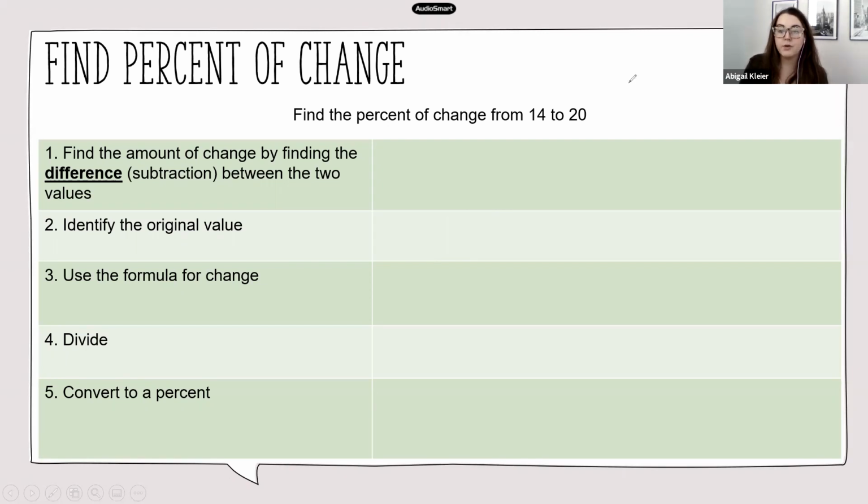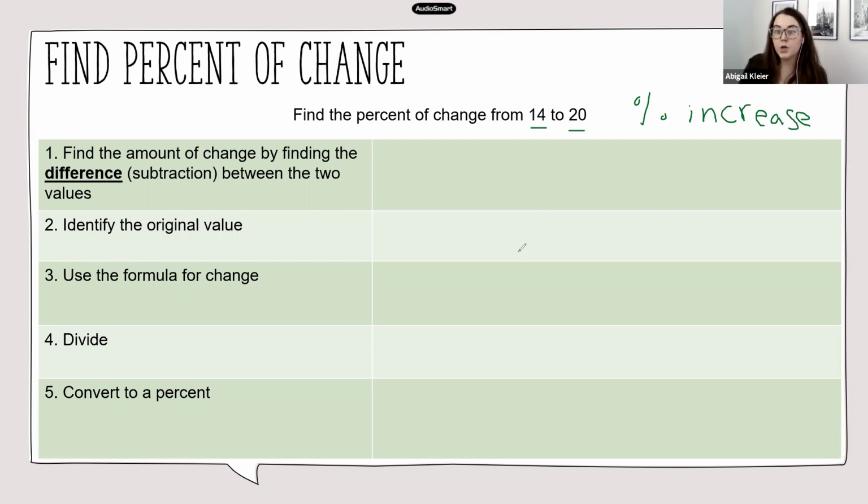Our first step when finding the percent of change is to identify whether this is an increase or a decrease. So let's look at these numbers here. We have percent of change from 14 to 20. Well, since 14 is a smaller number than 20, this is going to be a percent increase because that number went up from our starting or original number to our current number.